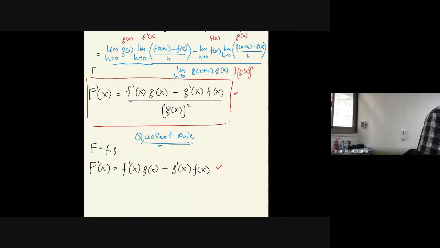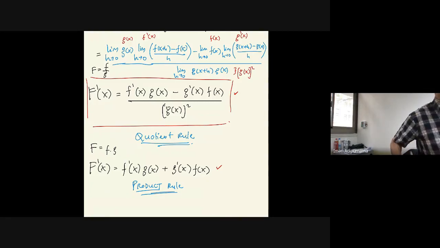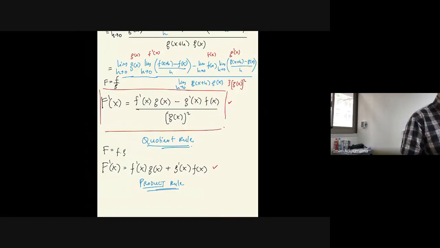This is for f over g. This is the product rule. Yeah, just some suggestions to help you remember all those formulas.